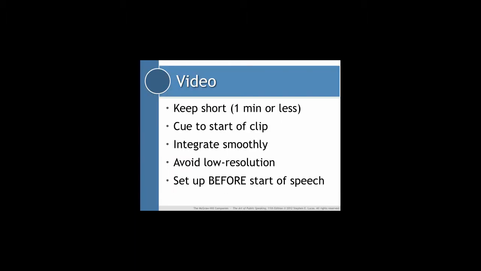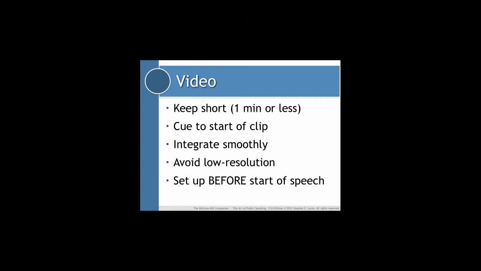One of the first things that people ask me when they want to put a speech together and realize they have to use a visual aid is, can we use video? The short answer is yes, of course you can. The long answer is that it really does depend on what it is that you're going to do and how you're planning on incorporating it into your speech.